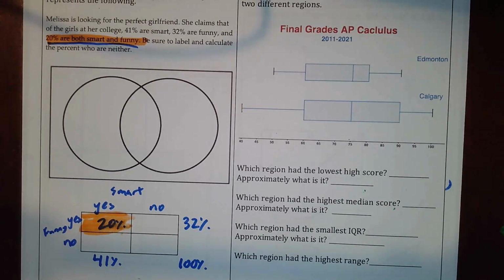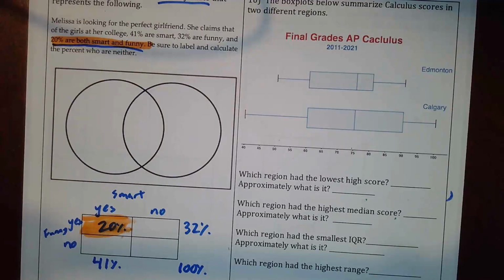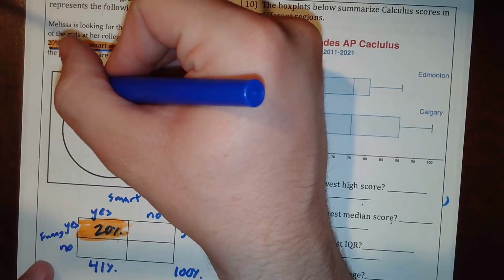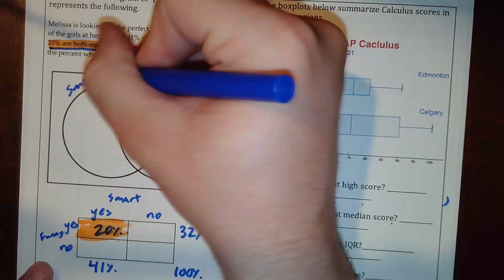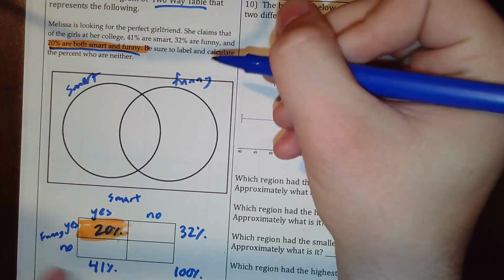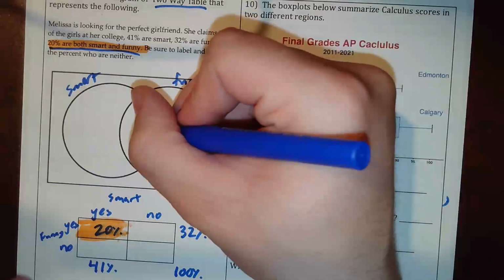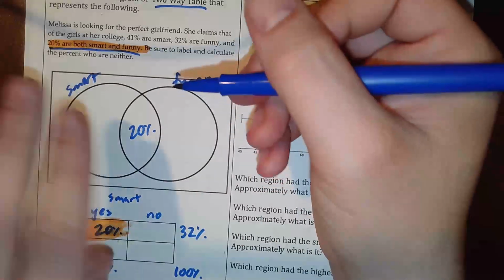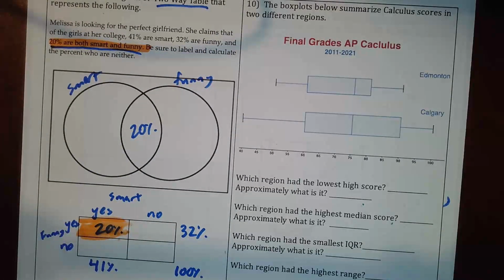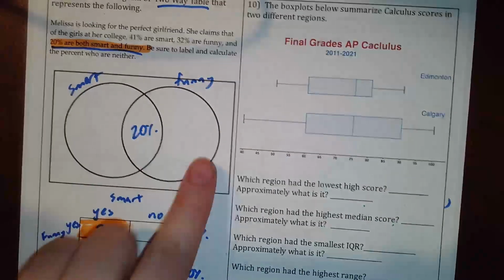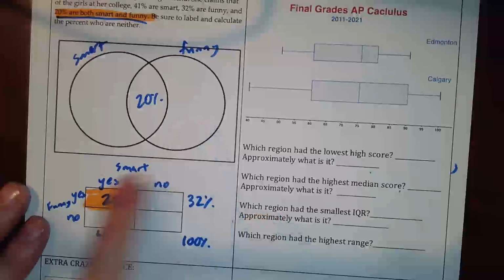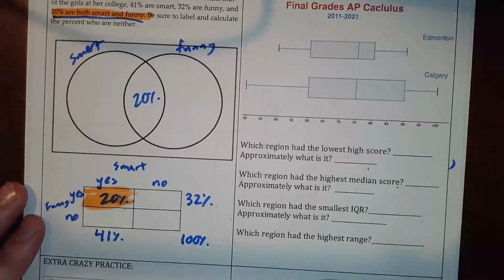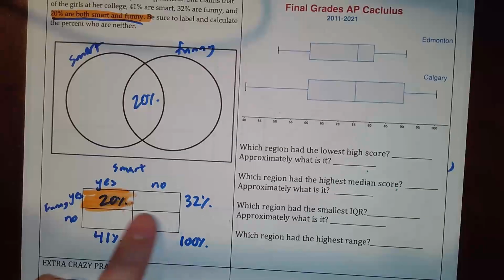Now, is it possible to figure out the rest of the diagram? Of course, if you chose to create a Venn diagram, you would have been looking at smart, funny, and putting the numbers in there. And 20% would be those who are both smart and funny. But what about those who are just smart and not funny, or just funny and not smart? So we're going to complete this table, and let's check back and see if we got the same numbers.